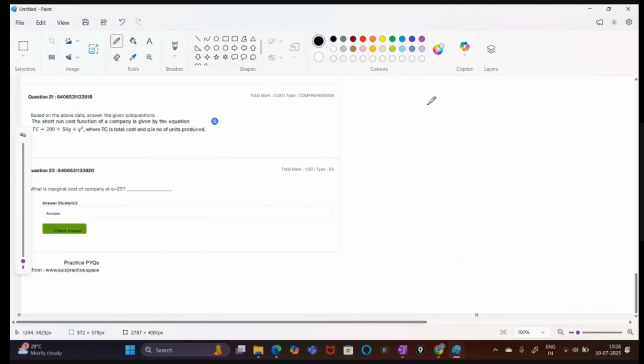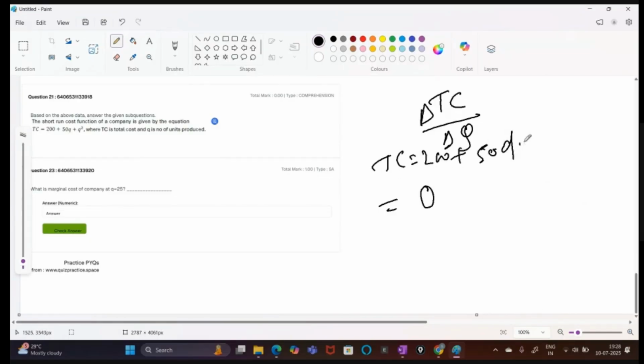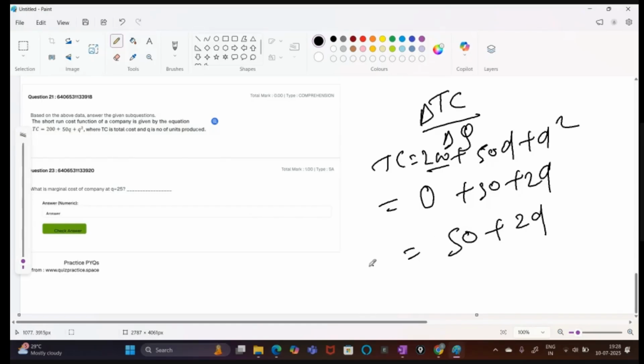So how do we calculate the marginal cost? It is the derivative of TC with respect to Q, right? TC equals 200 plus 50Q plus Q square. So the derivative will be 0, 50, and 2Q. So 50 plus 2Q. What is this? This one is the marginal cost, MC.